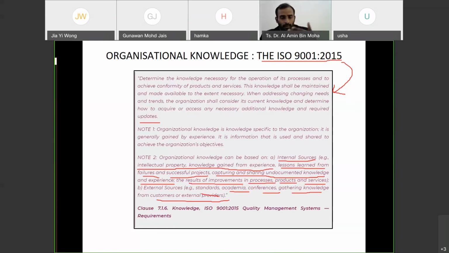I have mentioned this before, but this is to show clause 7.1.6 knowledge, ISO 9001:2015 on QMS, quality management system requirements. So you see, they stated generally, and of course, it's very difficult to measure this, right? And even when they introduced it before, they said it's very difficult to identify and to measure. Of course, how even to assess them. Okay, but the company should have something on this.